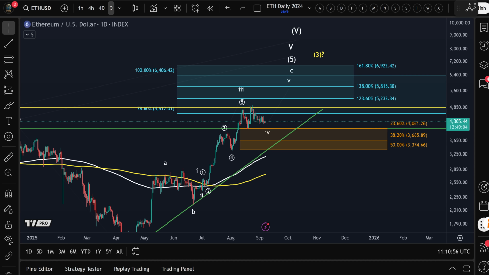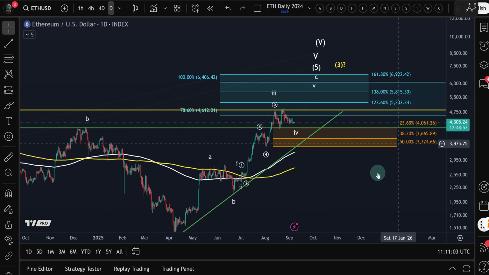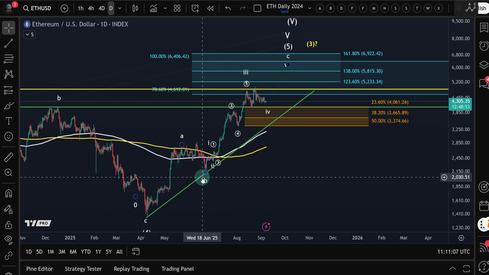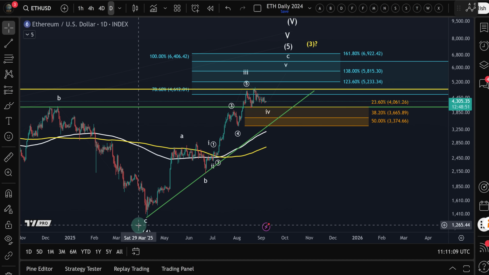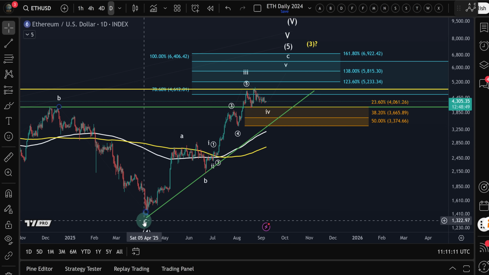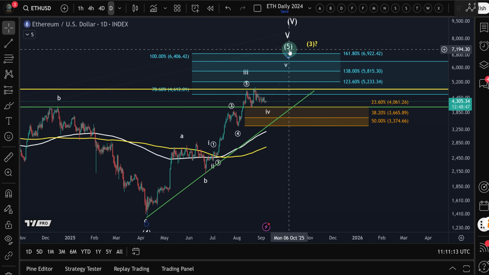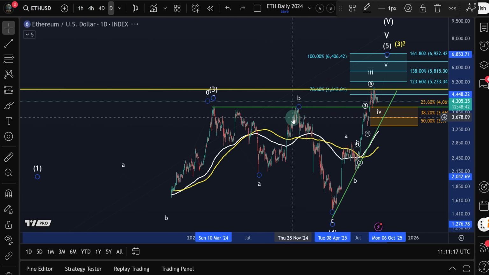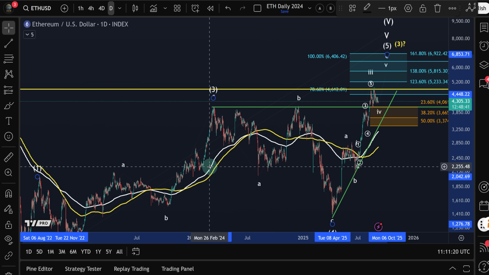Well, we are looking here at the Ethereum daily time frame at the moment, and just wanted to take a moment to take a look at the macro here with you. If you've been following the analysis for quite some time, then you know that the idea has been for quite some time that this is actually a fifth wave to the upside, from an Elliott wave point of view, we should get to a new all-time high.